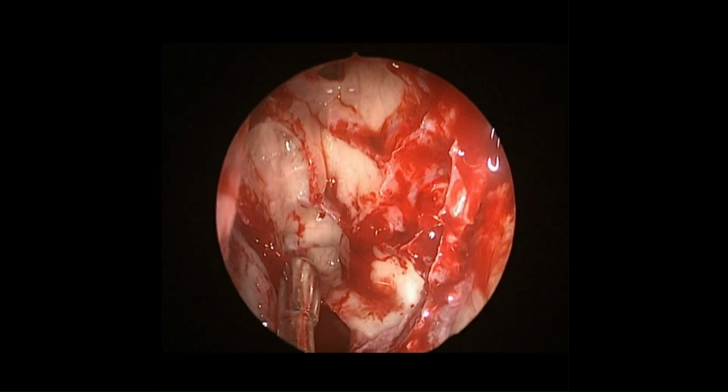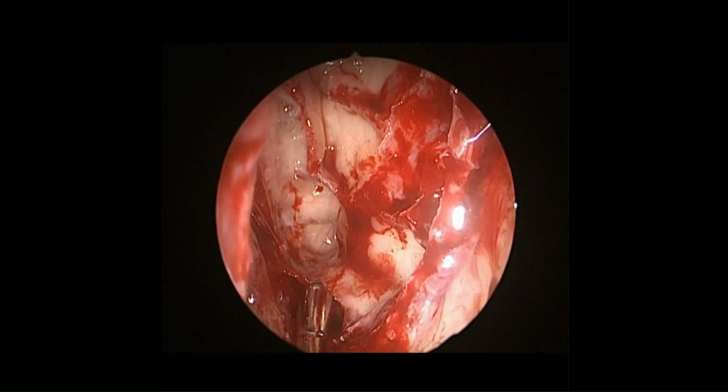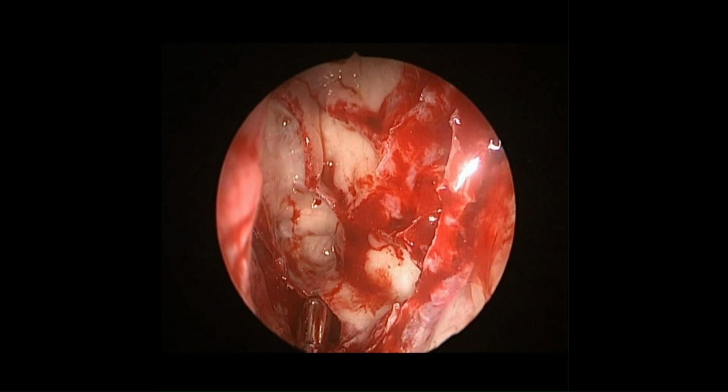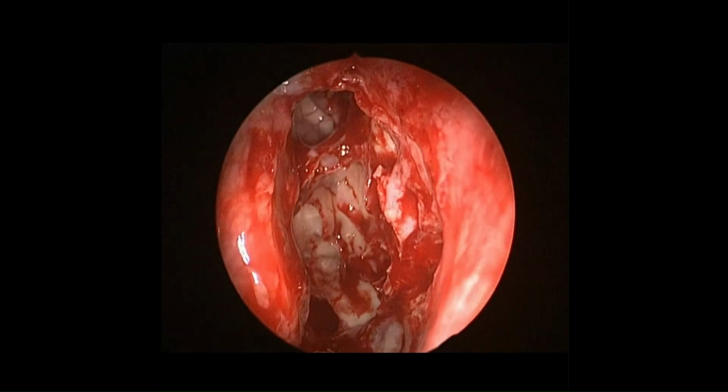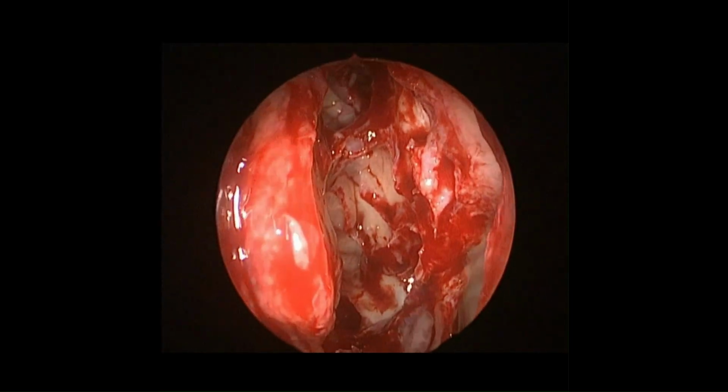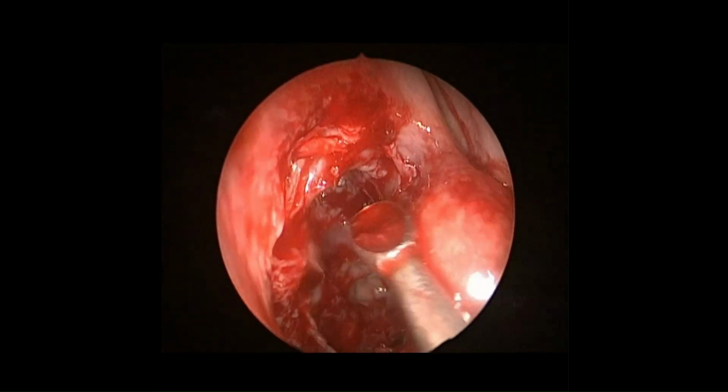So the lamina papyracea forms the lateral boundary of the frontal recess and the middle turbinate forms the medial boundary of the frontal recess, and anteriorly we have the frontal beak. Here I am showing the entire skull base on the left side from anterior to posterior.